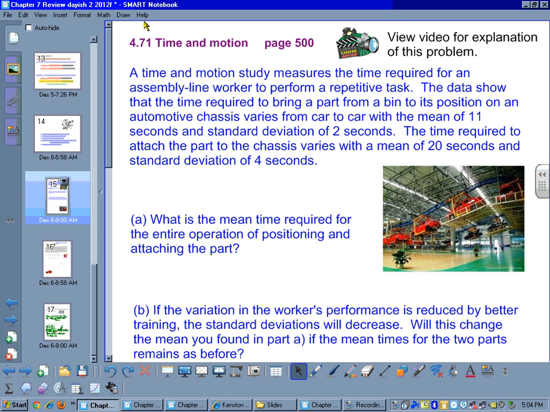This problem is designed to show how to use the rules for means and variances when you are combining two distributions. The problem starts off with two different distributions. A distribution for a worker to carry a part from a bin to an automobile has a mean of 11 seconds and a standard deviation of 2. That's the bin to the automobile.